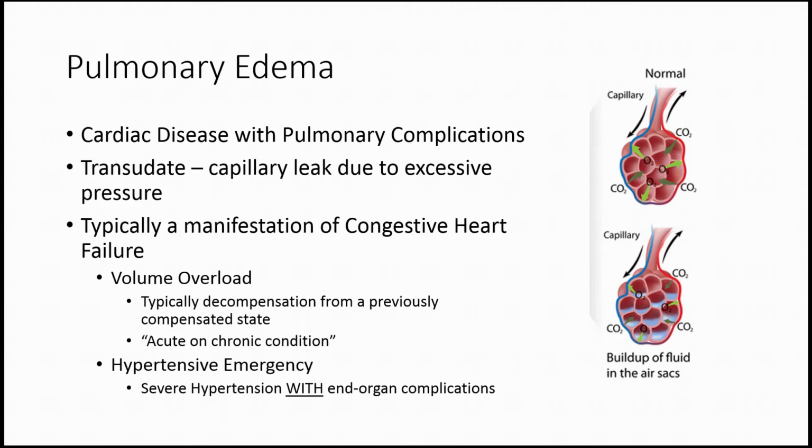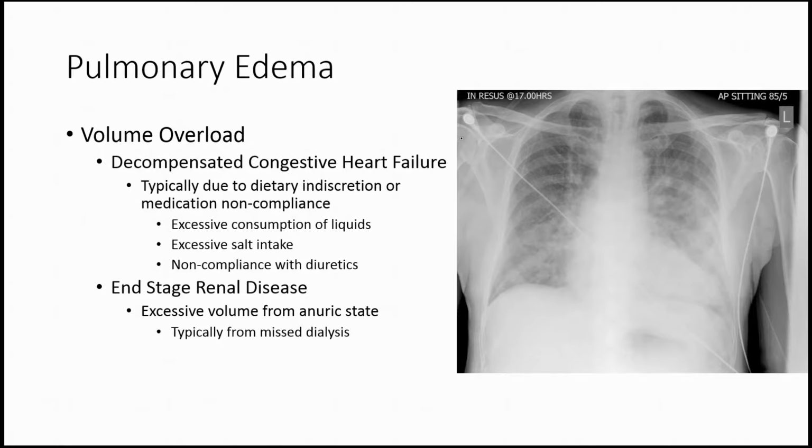failure, okay? I can also get this with hypertensive emergencies. And hypertensive emergency is severe hypertension with end organ complication. Hypertensive crisis is a blood pressure like greater than 180 systolic over 110 diastolic, I think. But as soon as I get end organ dysfunction, then it becomes hypertensive emergency. And pulmonary edema is end organ dysfunction. It's end pulmonary dysfunction, okay? So volume overload, this is typically my decompensated congestive heart failure patient, usually dietary indiscretion, medication noncompliance. You can see all this.